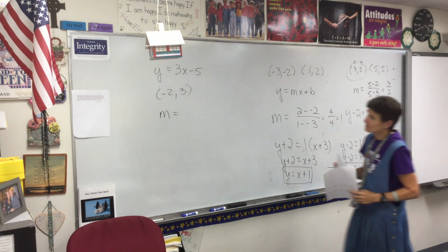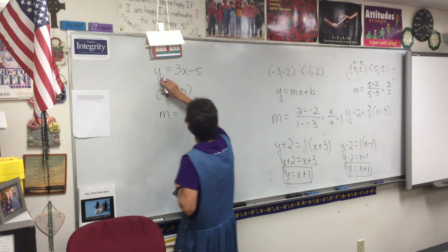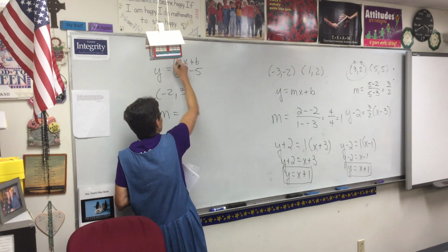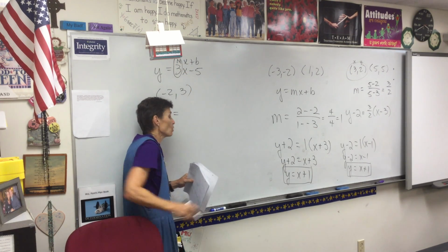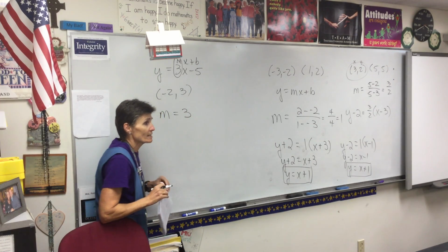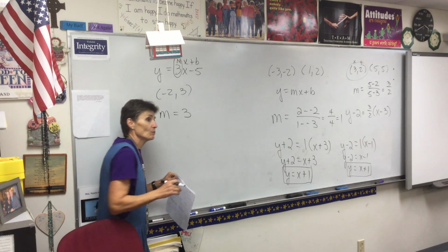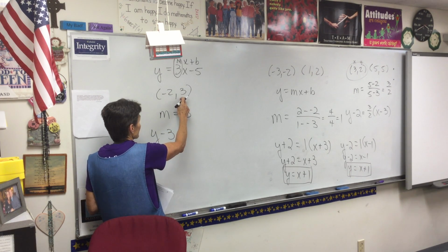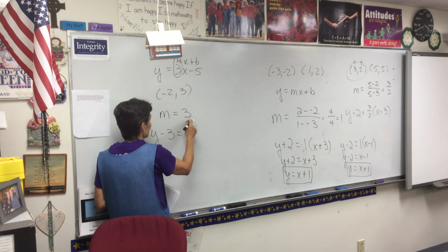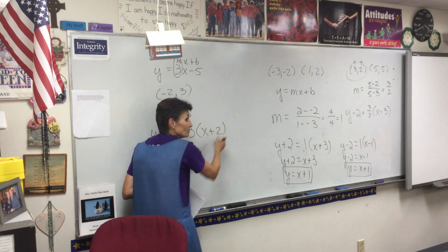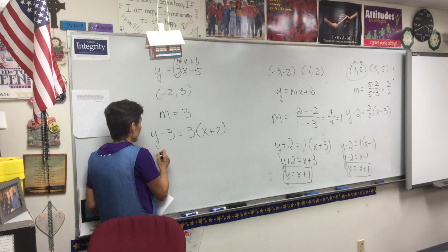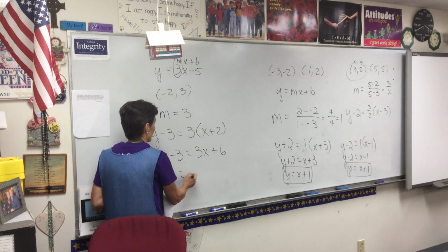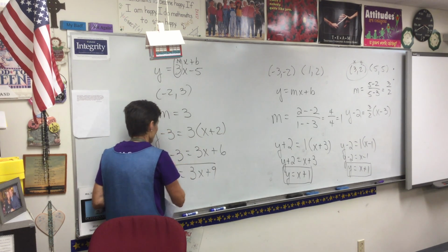So if I look at this equation, y is by itself, so isn't this mx plus b over here? So m is 3. So my slope is 3. And now I can write my equation. So y minus 3, that's this 3, equals m times x plus 2. So if I work it all the way out, I get y equals 3x plus 9.